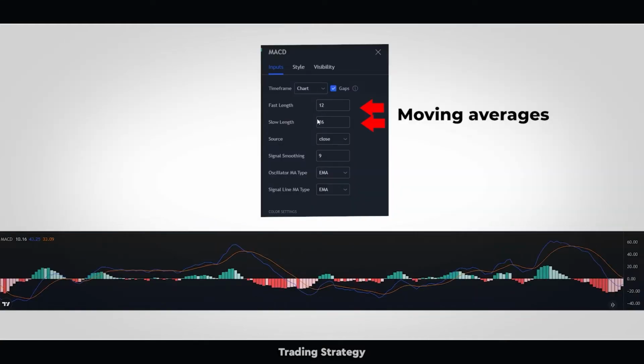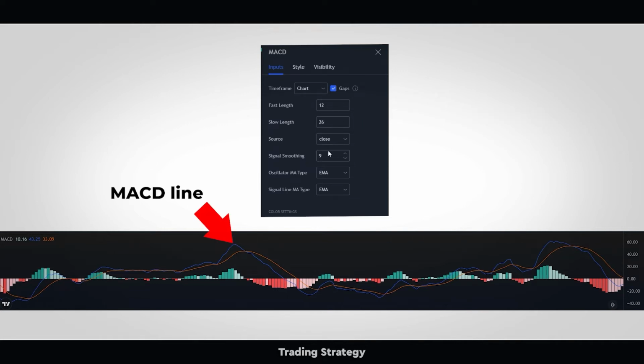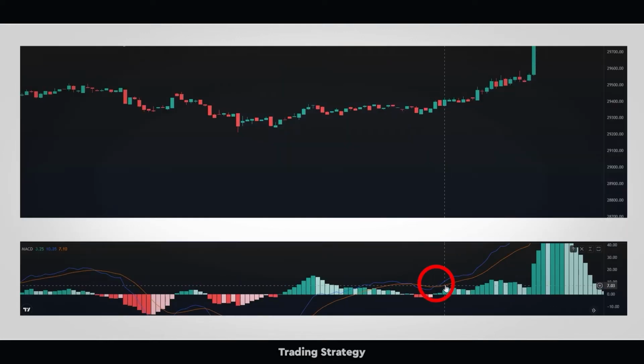In short, we have two moving averages, we subtract them and we get a line. To that line we calculate another moving average and we obtain a second line. If we subtract both lines, we have the histogram. When the MACD line crosses the signal line from the bottom up, it could be a buy signal.